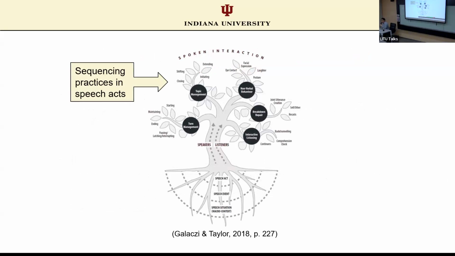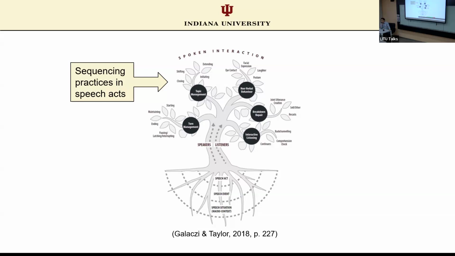So turn management is very important in interactional competence, right? How to start, maintain, end, and pause is important. Whenever you think about a situation when you have a conversation, you don't want to really dominate the whole conversation. I mean, some people do. So knowing how to start, how to maintain, how to end, and how to shift the turns is important.